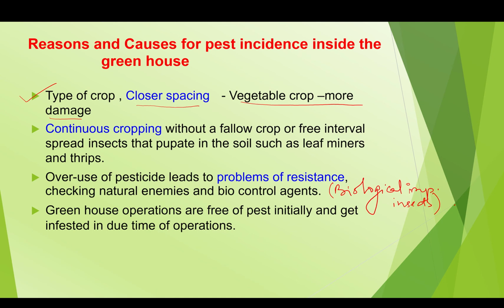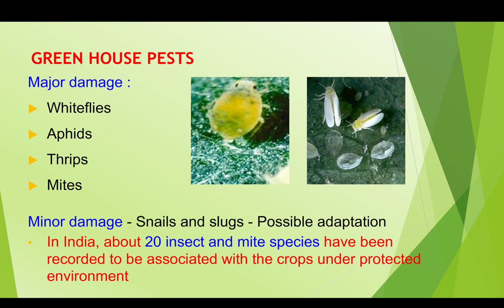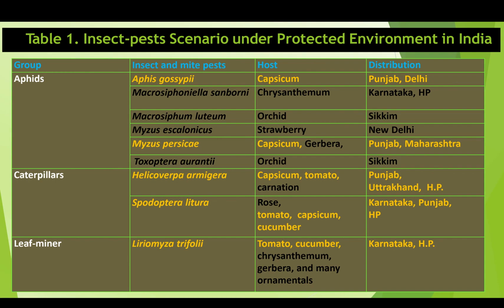Biologically important. Greenhouse operations are free of pests initially and get infested in due time of operations. Most of the common major damages are done by whiteflies, aphids, thrips and mites, and minor damages by snails and slugs. Also, if it becomes very damp inside the greenhouse, then we can see these snails and slugs. In India, about 20 insect and mite species have been recorded to be associated with the crops under protected environment.